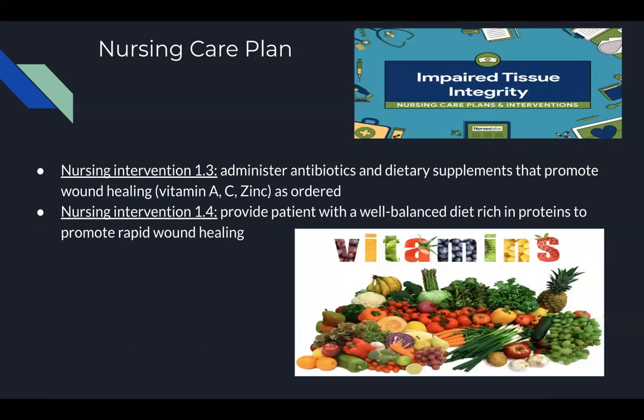The next nursing intervention that we have is to administer medication, whether it is antibiotics for an infected wound, and also supplements that will promote wound healing, such as vitamins A, C, and Z. And the next intervention will be to provide a well-balanced diet to the patient that is rich in proteins, and we'll have to coordinate that with nutritional services.